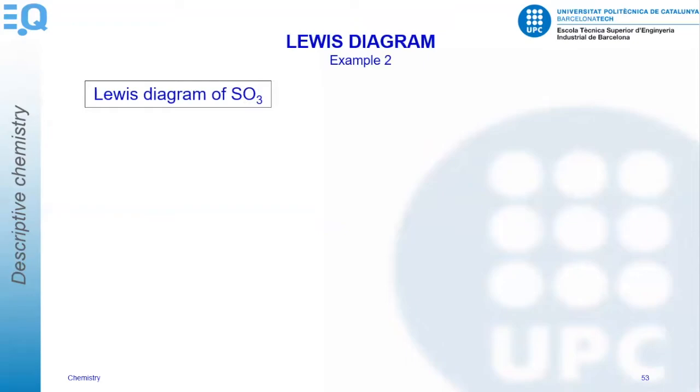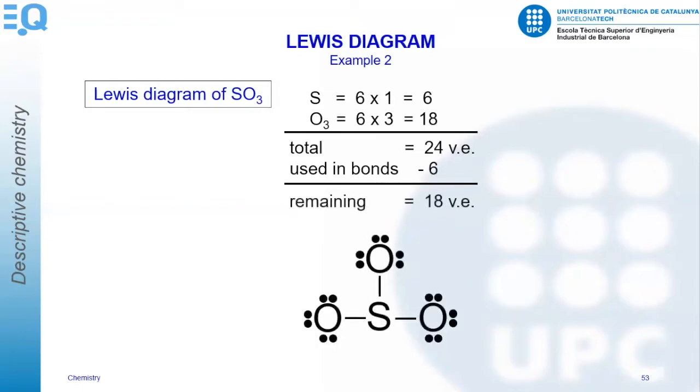Let's have a look at the next example. In this case, it's sulfur trioxide. The sulfur has 6 valence electrons. There's only 1 atom, so 6 multiplied by 1 equals 6. The oxygen, as we mentioned before, has 6 valence electrons. In this case, it has 3 atoms, therefore it's 6 multiplied by 3, which gives us 18. That gives us a total of 24 valence electrons. But we have 6 electrons that are used in bonds. That gives us a remaining value of 18 valence electrons.